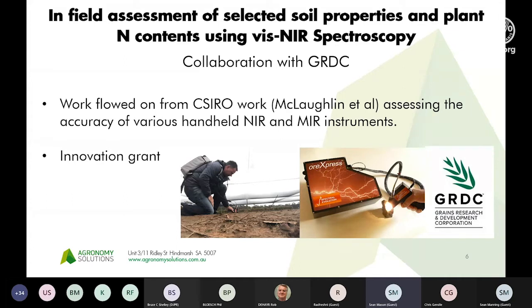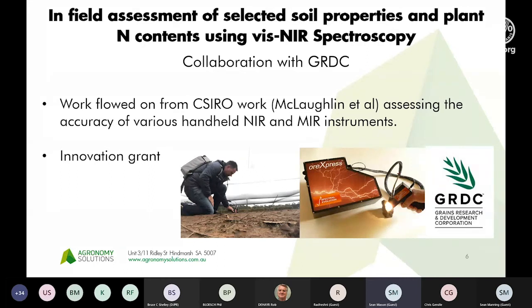The best instrument, alluding to field environments, was a Spectral Evolution. It's quite pricey from the US. So that's what we plugged into the innovation grant to test in field. The innovation grant was basically to get a research idea closer to a commercial step. Hopefully we've done that. You'll notice myself there with a backpack, which is quite heavy, with an optic fibre to the probe. So that's soil absorbance mode.